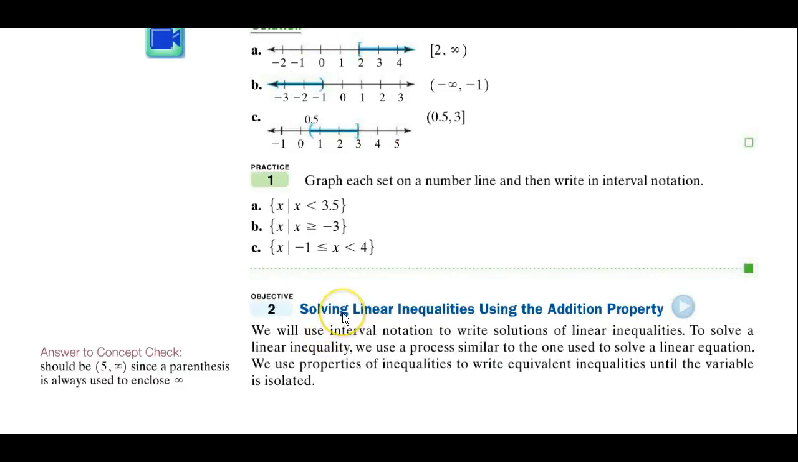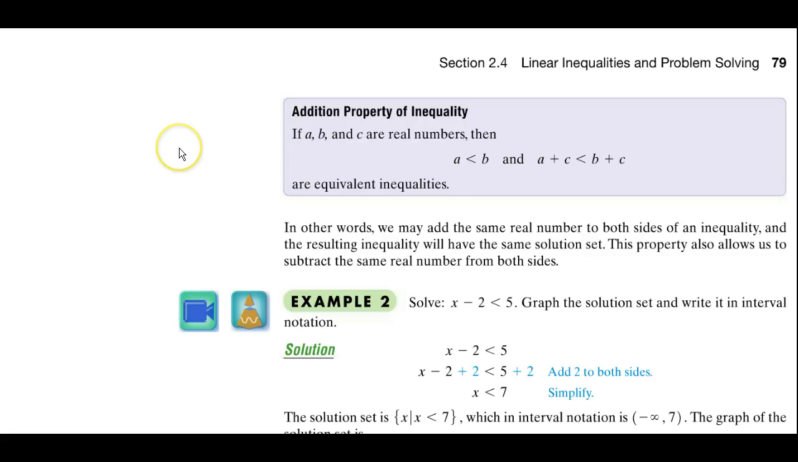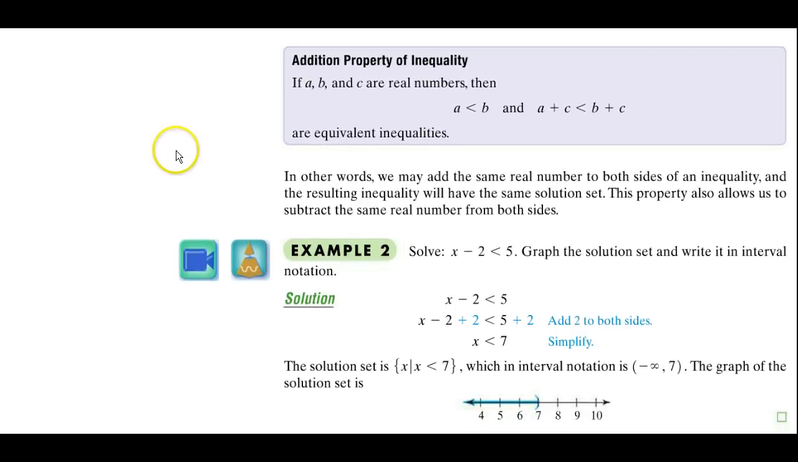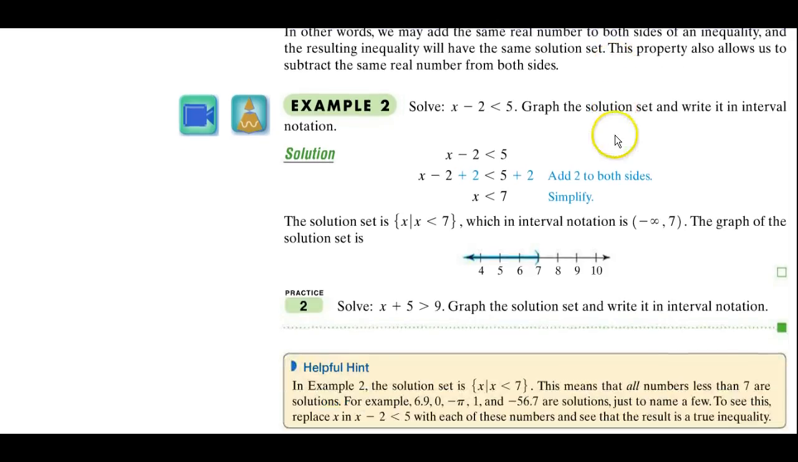Now, when we are solving linear inequalities, we use the same properties in general that we use in solving equations. There's one exception, we'll get to that shortly. So let's move on. We can add something to both sides, and it's still fine. So let's do example 2.